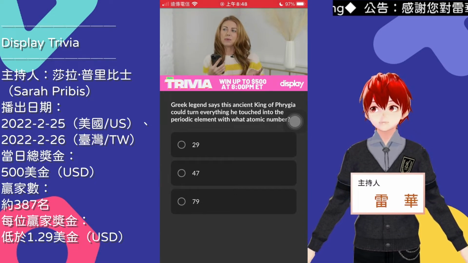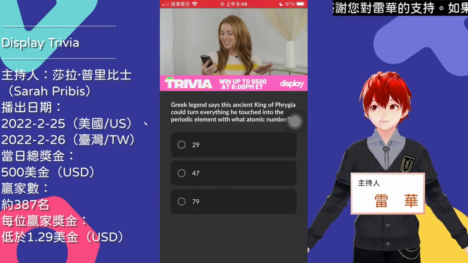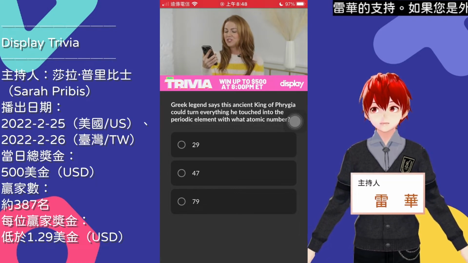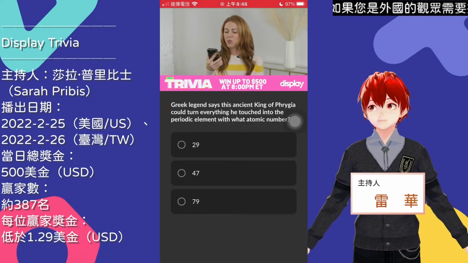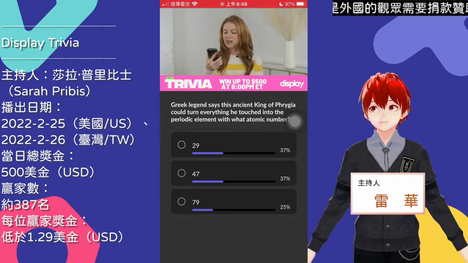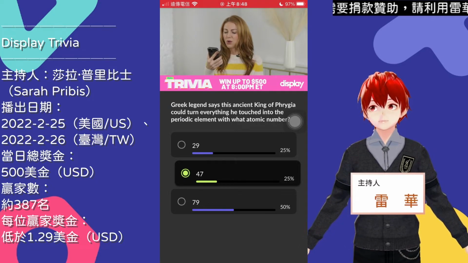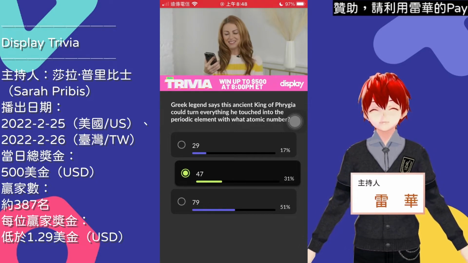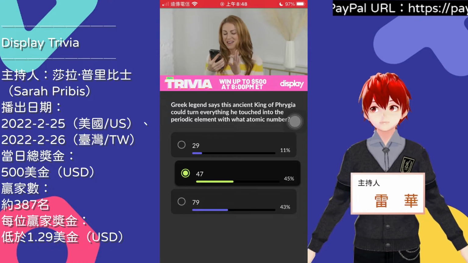So we're playing with a little bit of history, legend, right? Greek legend says this ancient king of Phrygia could turn everything he touched into the periodic element with what atomic number? 29, 47, 79. Do you know who the ancient king of Phrygia is? And do you know what periodic element we're talking about? And then do you know the atomic number? Sort of like a 2 to 3-parter here.